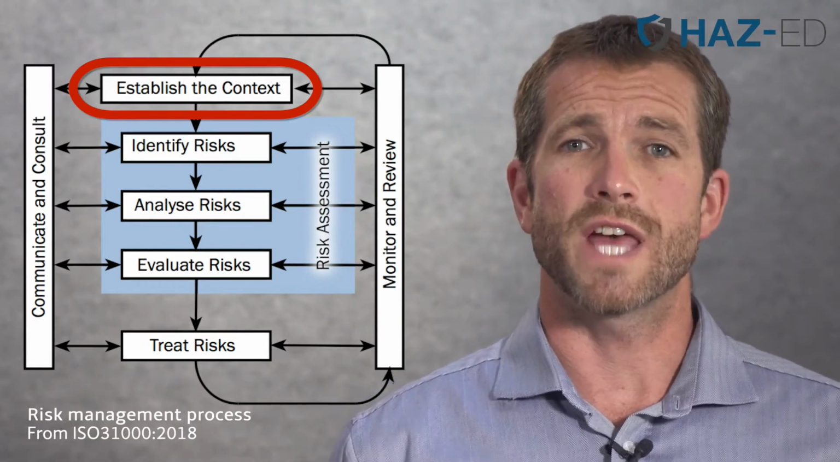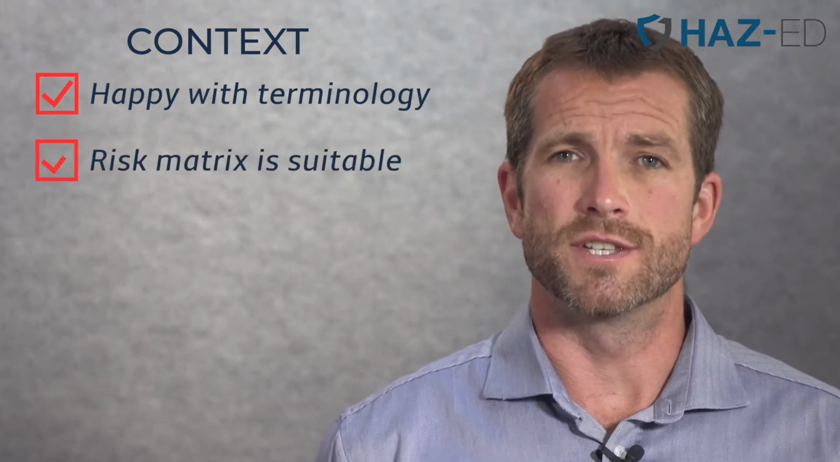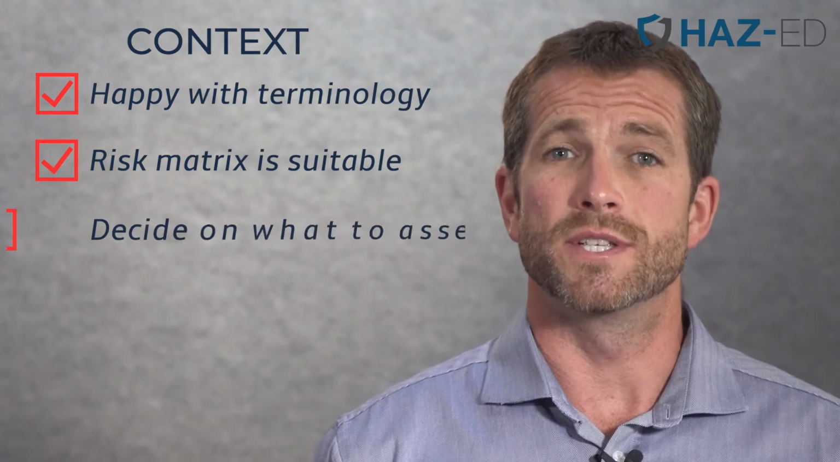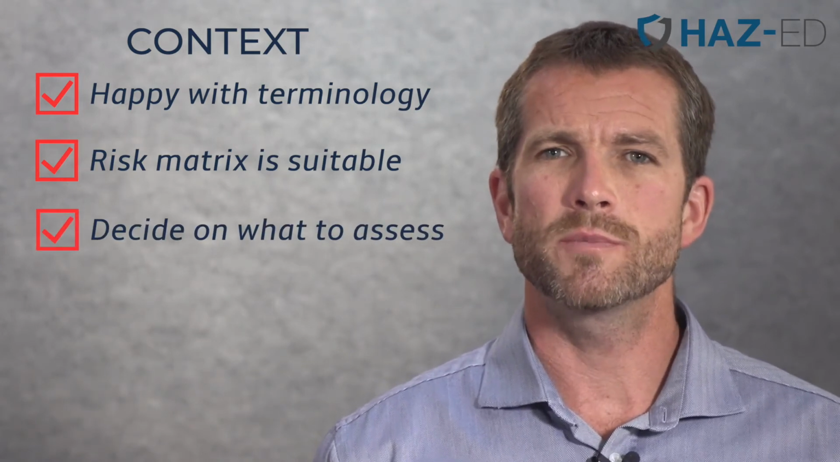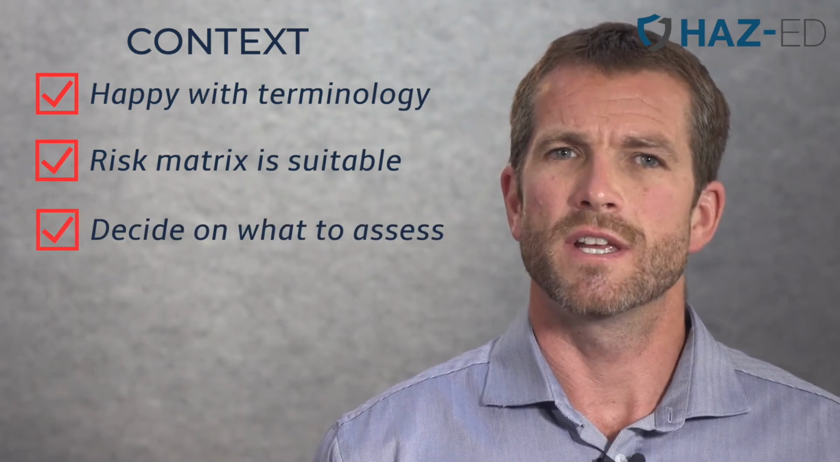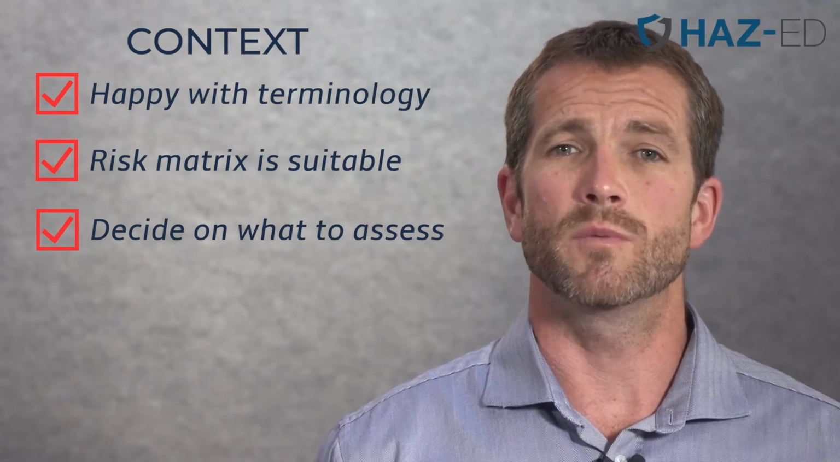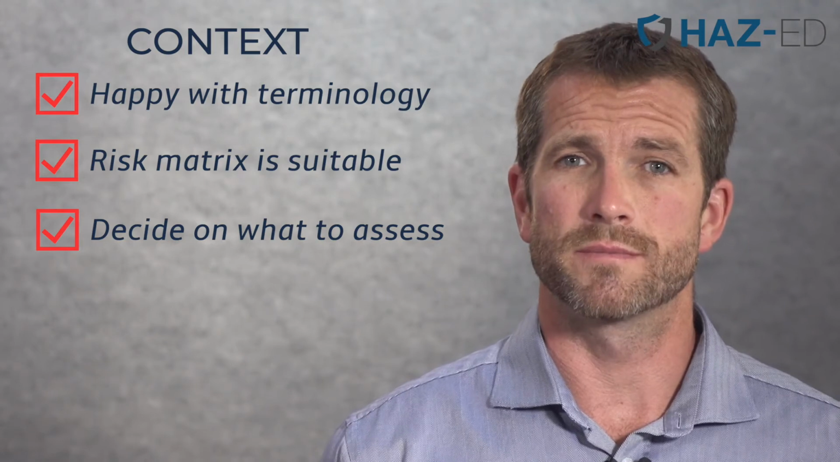It starts with setting the context, which means making sure that everyone's happy with the descriptions for consequence and likelihood that you're going to be using, and that the risk matrix is suitable. It also means deciding upon what you're actually going to assess. If you're not 100% clear on what's being assessed, then you're likely going to end up wasting a whole lot of time and energy and come up with answers to the wrong questions.